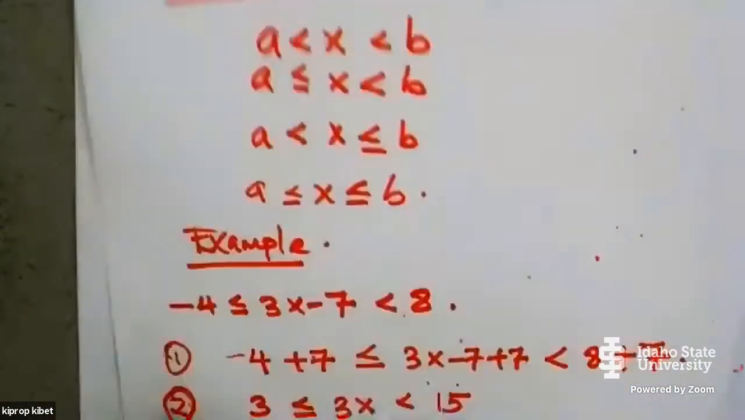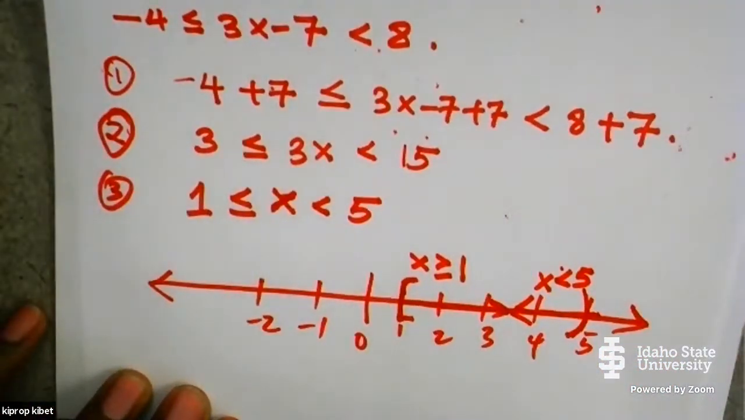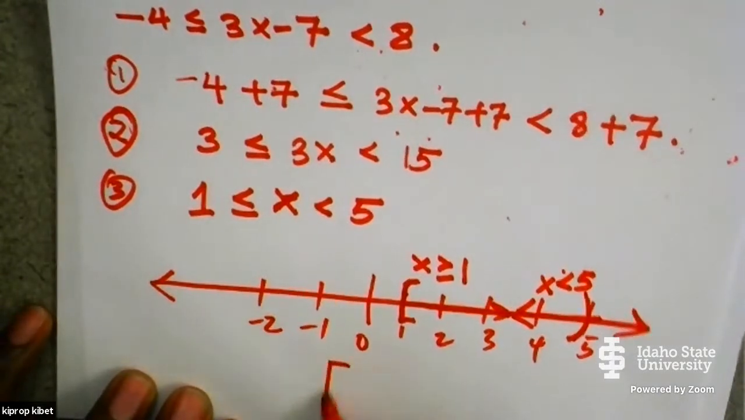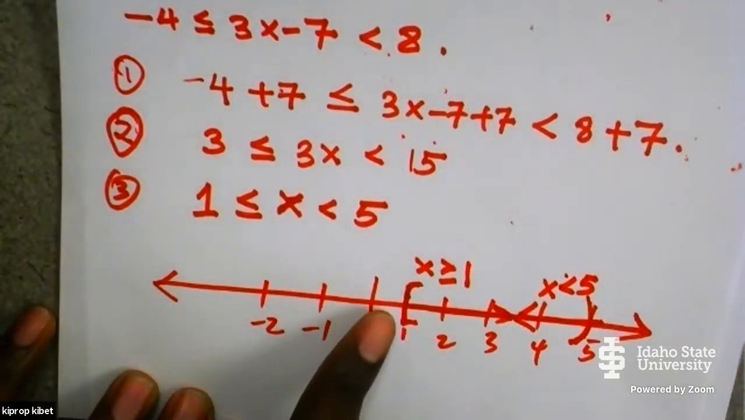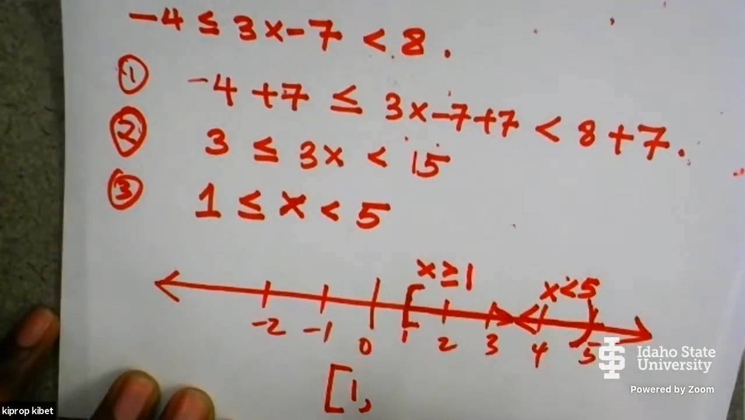So what is our interval notation? So you start from the left, right? So this bracket here, and this one is what? 1. And then comma. This one, 5.